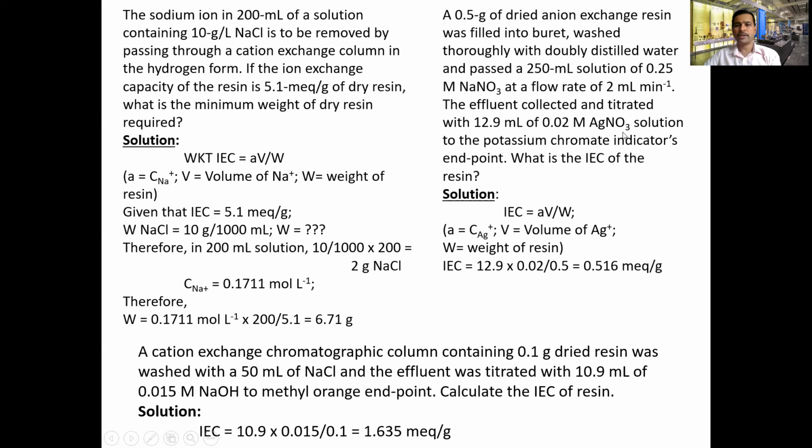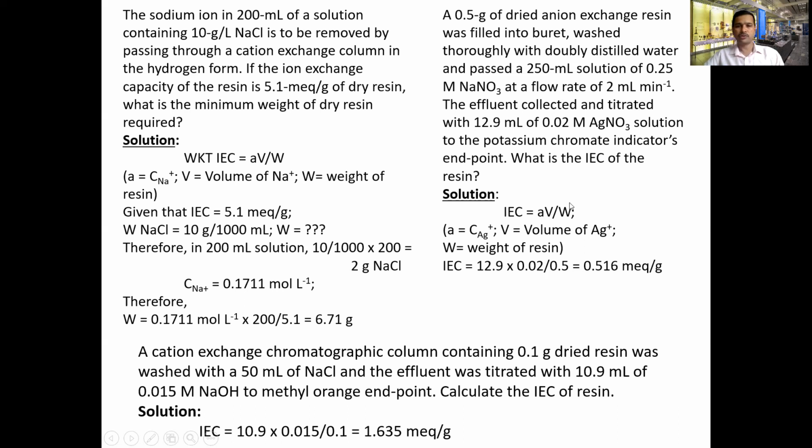So what was the volume of silver nitrate consumed? 12.9 ml. The concentration of silver nitrate is given, that is 0.02 molar. So you can directly substitute and calculate the ion exchange capacity. Concentration of AgNO3 is known, volume of AgNO3 is known, weight of resin is 0.5 gram. So IEC is equal to 12.9 ml into 0.02 moles per liter of AgNO3 divided by 0.5 gram of resin, which is 0.516 milliequivalents per gram. This is the ion exchange capacity of the anion exchange resin in order to elute the chloride from the anion exchange column.